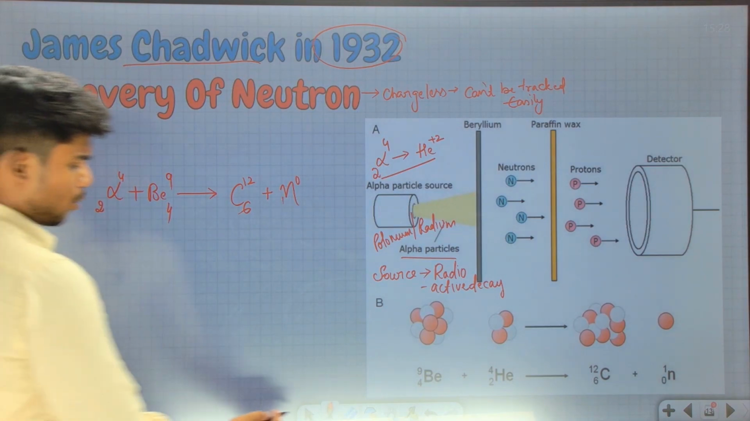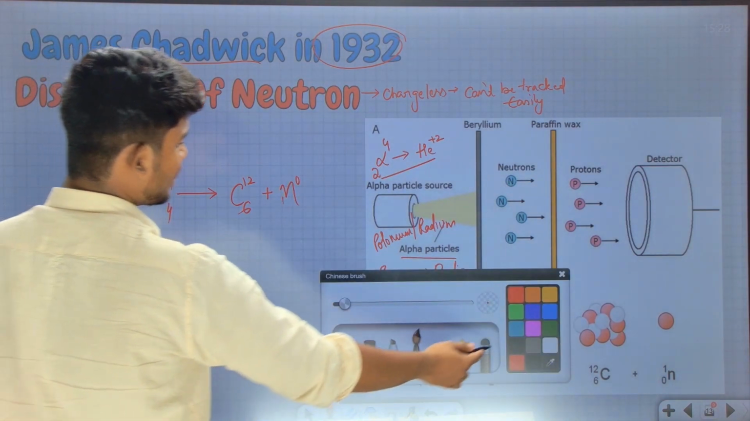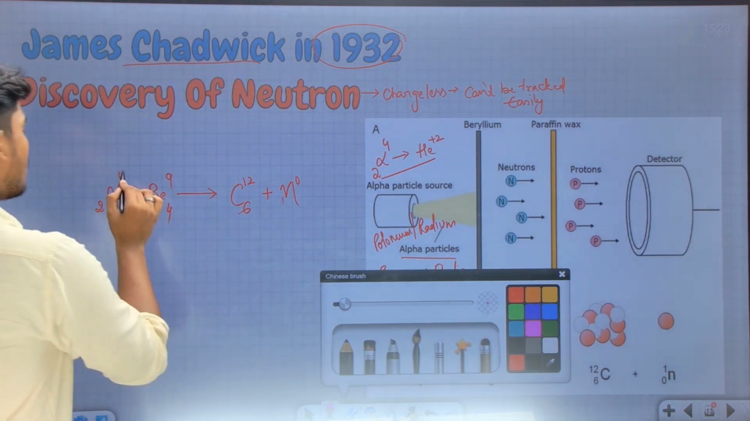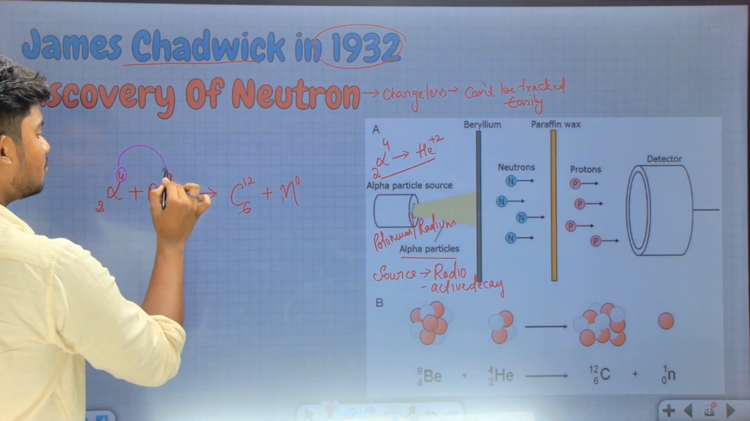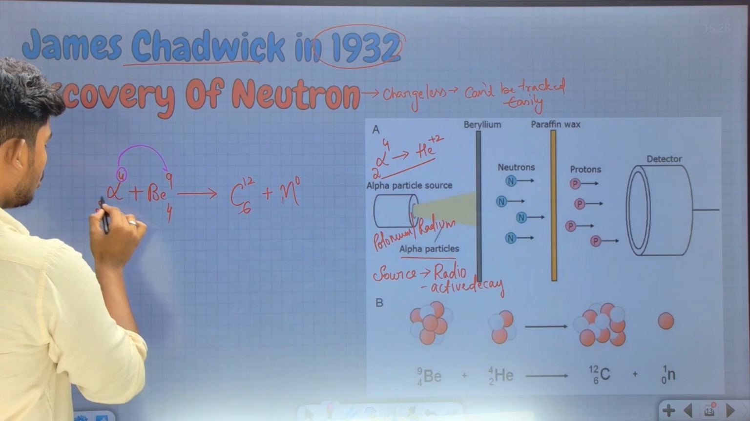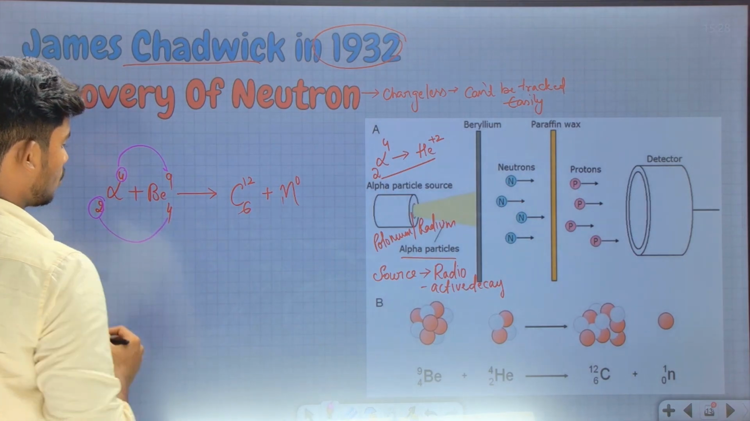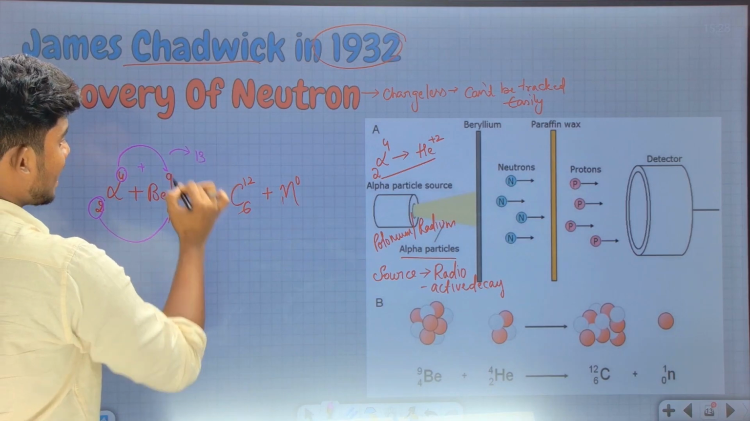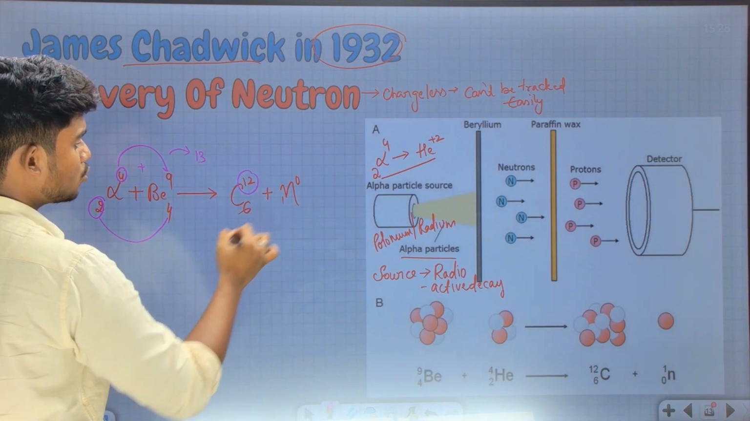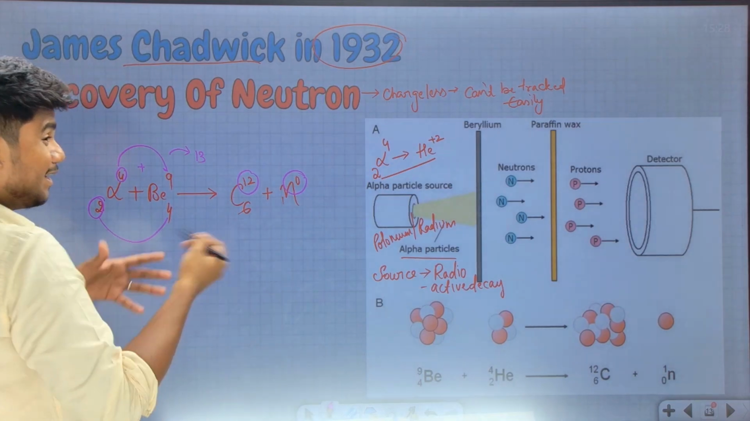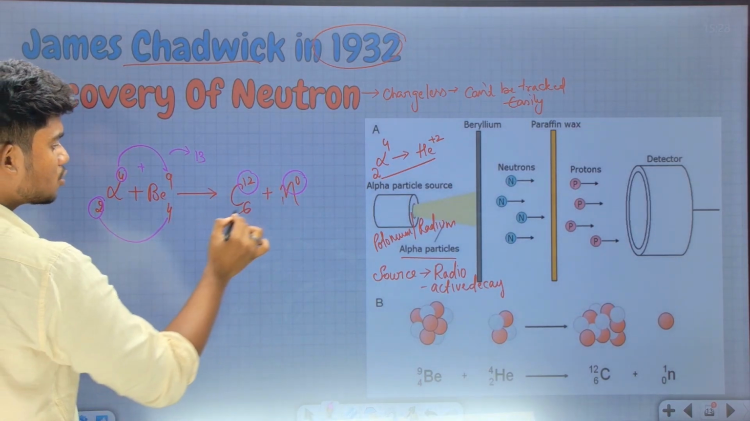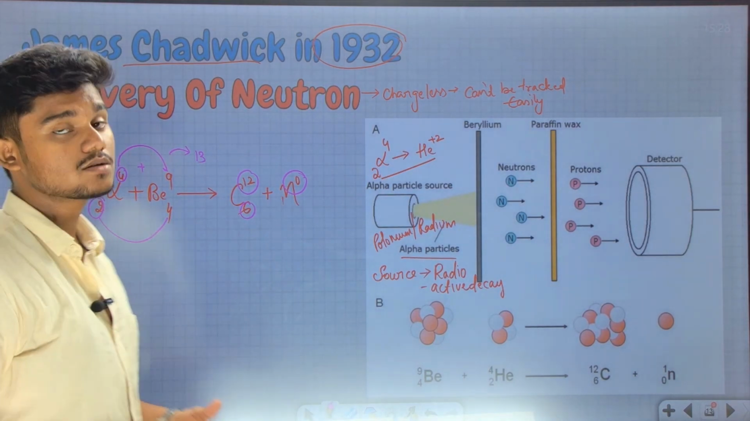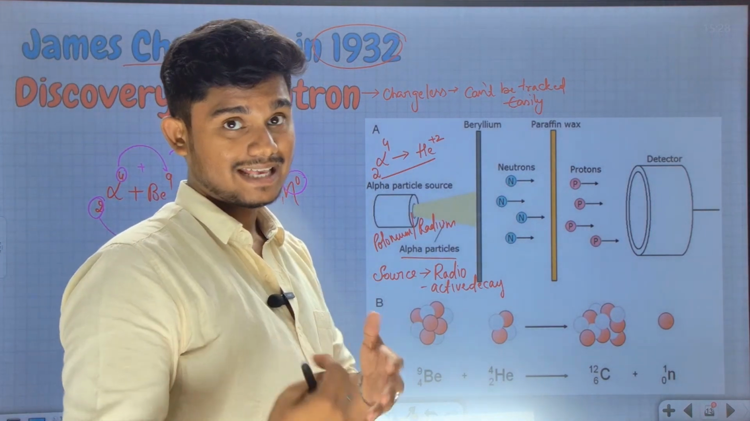So when we see this equation, we can see that 4 has joined up with 9, and 2 has joined up with 4. Now, this 4 plus 9 is equal to 13, and this 13 was segregated into C12 and neutron 1, and this 4 plus 2 together forms the atomic number 6, which is carbon. We might get that assumption.